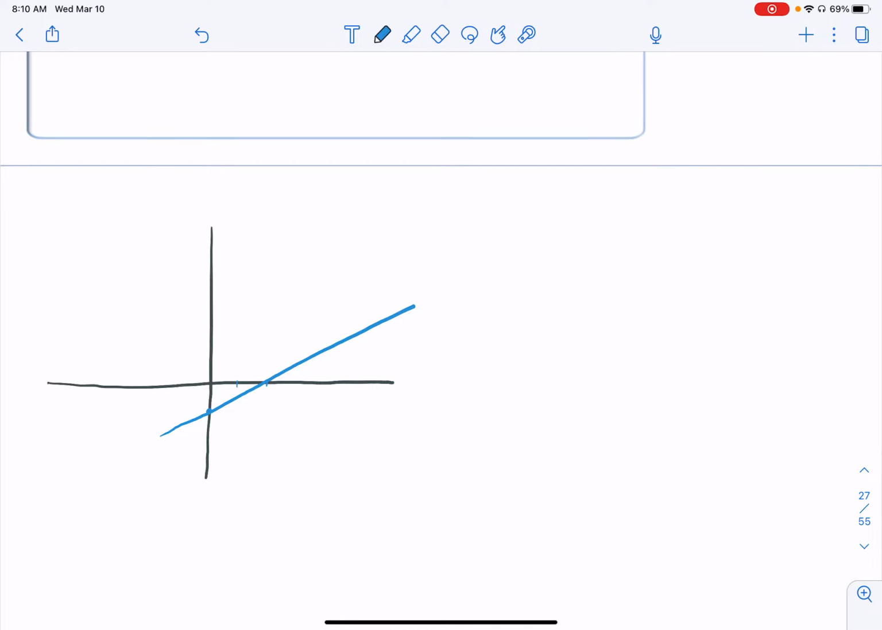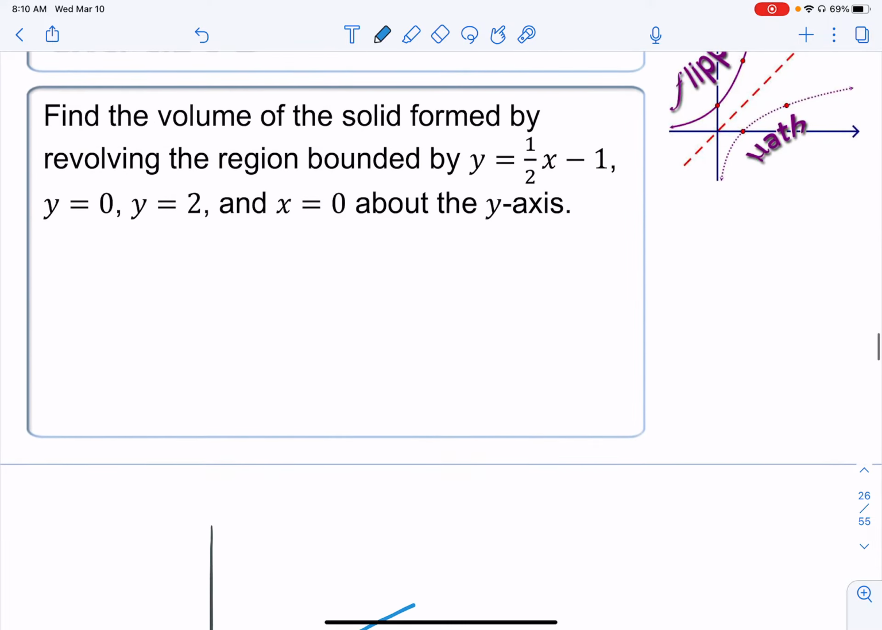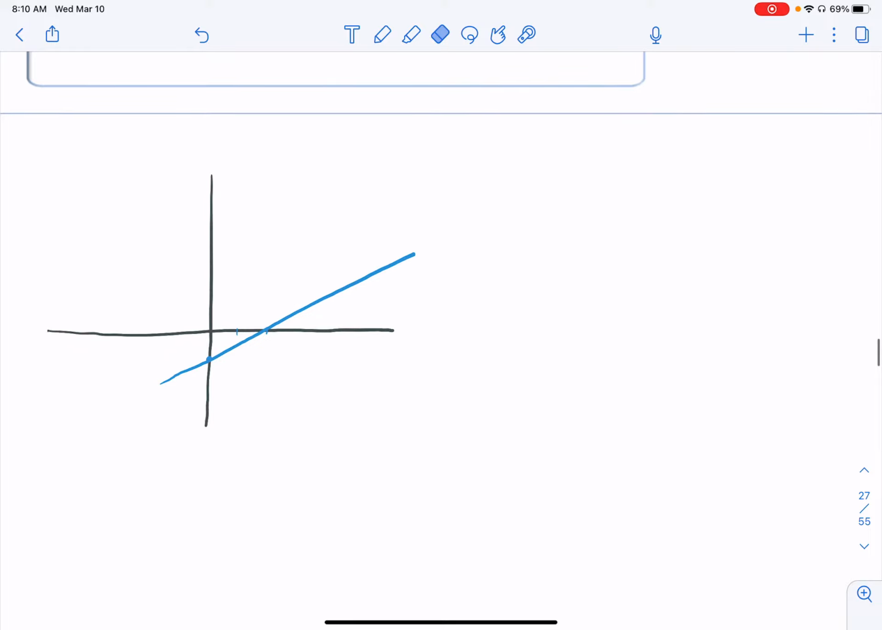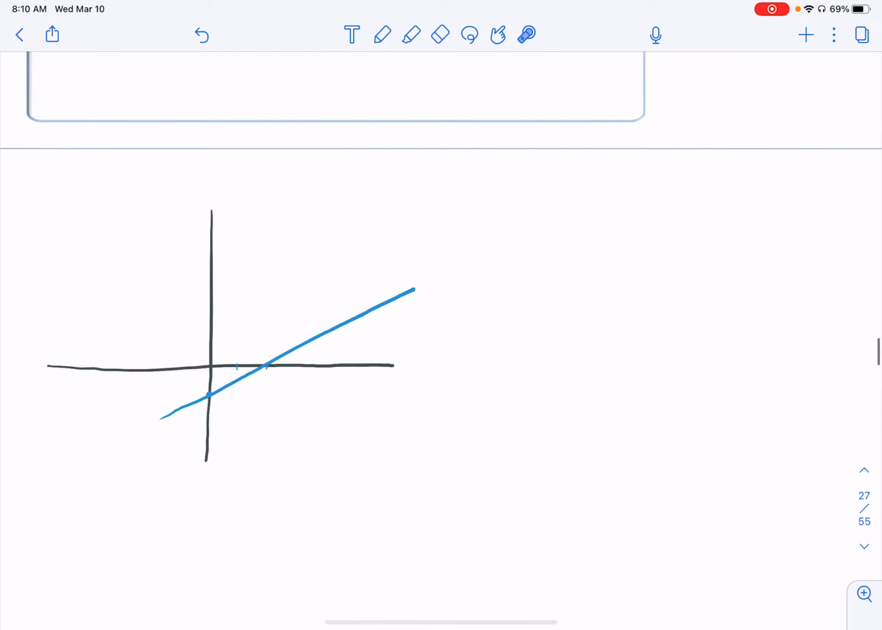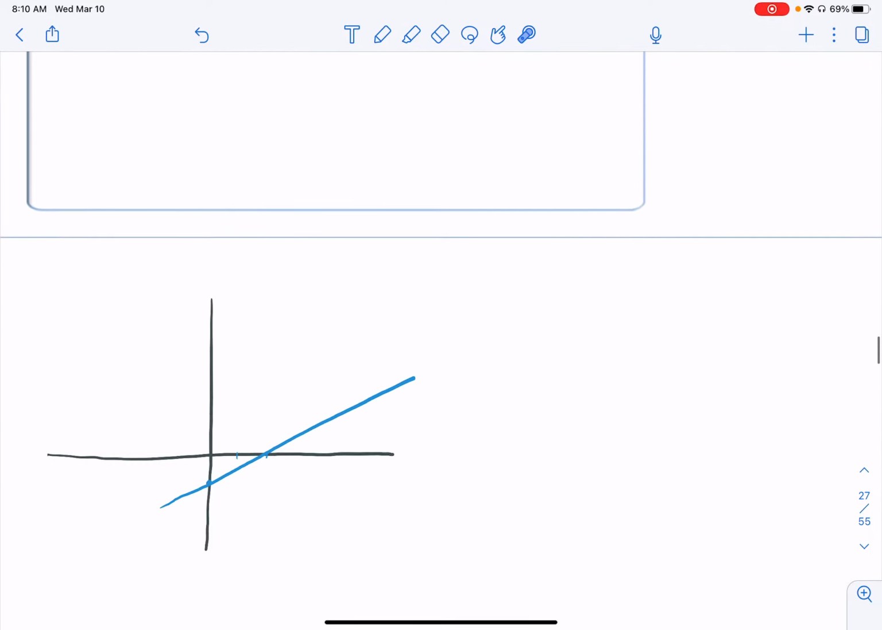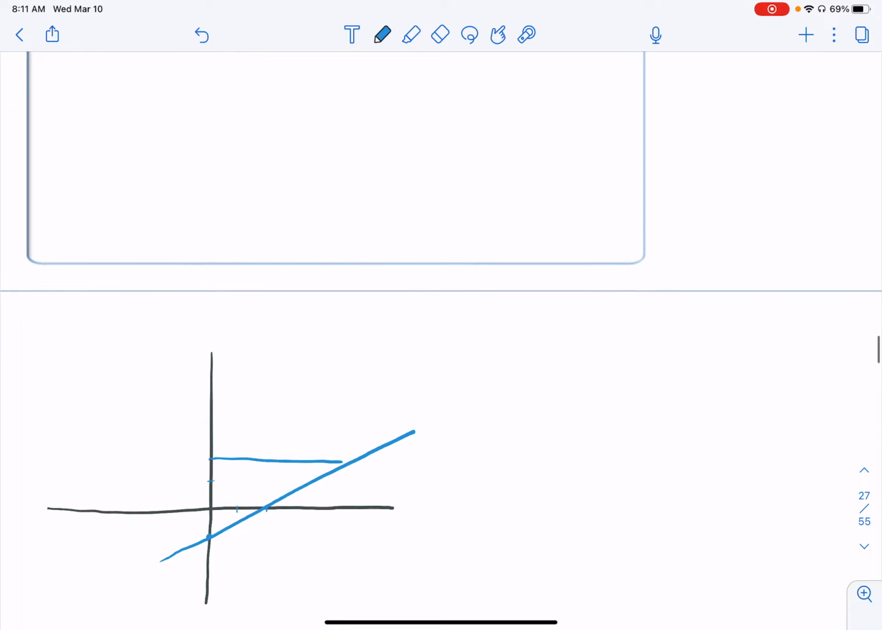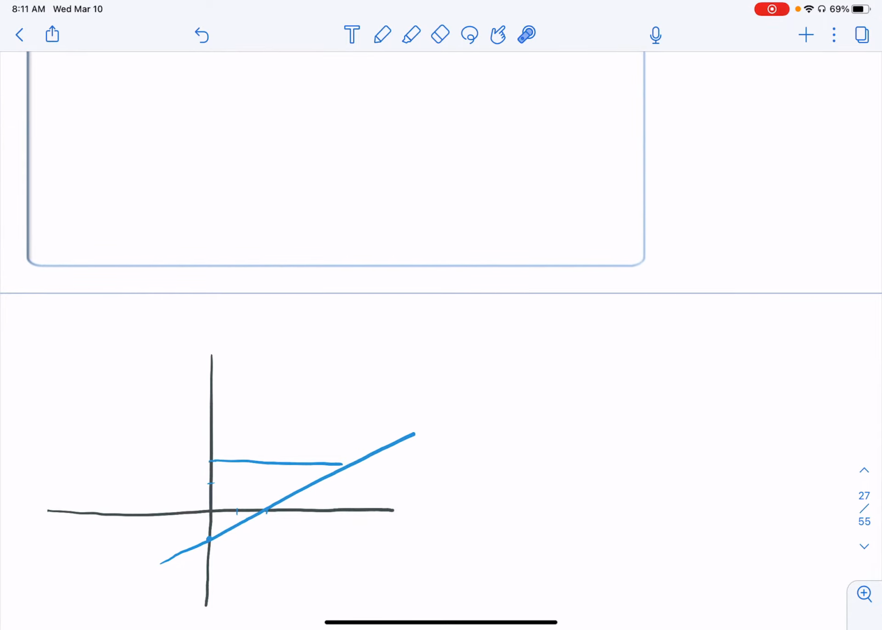Okay, voila. All right, it has y equals 0, which is basically the x-axis. Y equals 2, so I need to go up 2 for a vertical line. Oh, here we go. And x equals 0, there's the y-axis, of course. So it's this trapezoidal region that we are going to revolve around, this time, the y-axis.